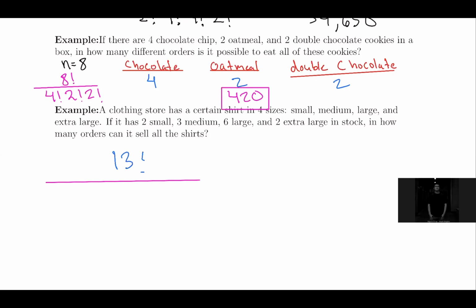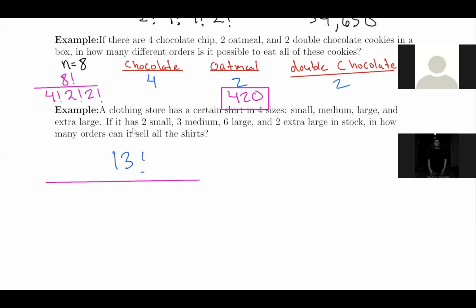Well, if you count them, there are 2 small, 3 medium, so that's 5, plus 6 large, so that's 11, plus 2 extra large, so that's 13. So if you count how many total shirts there are, there are a total of 13 shirts. Oh, I put 4 for the sizes. I did too. That's why I got a decimal point, and I was like, what?